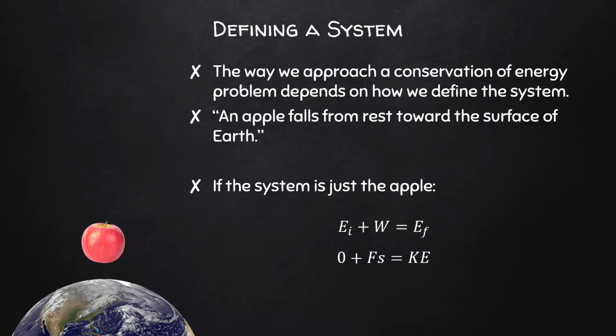The gravitational field of the Earth still exists, it just exists outside of the system. That external gravitational field is able to exert a force on the apple, causing it to move with some displacement. After it has fallen for a while, it does end up with kinetic energy. The apple is moving. The work done by the gravitational field is the force of gravity times the displacement, which is the change in height of the apple. And of course, kinetic energy is 1/2 mv squared. Let's take a look at this with a different definition of our system and see that we end up with the same final equation.